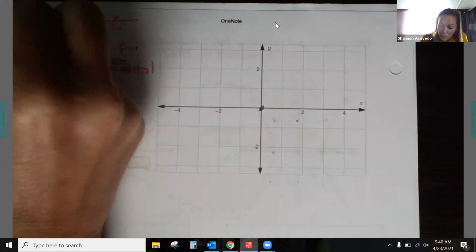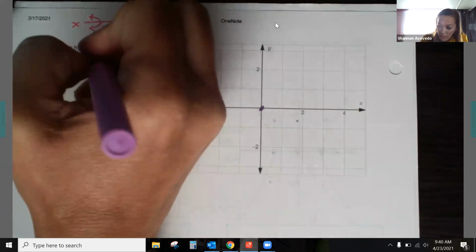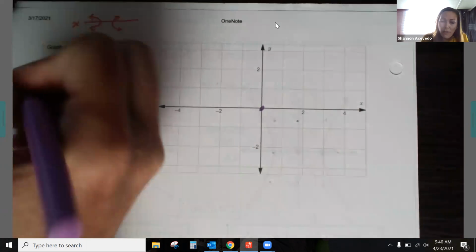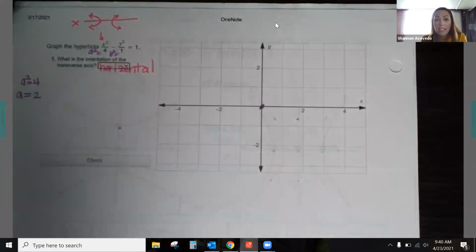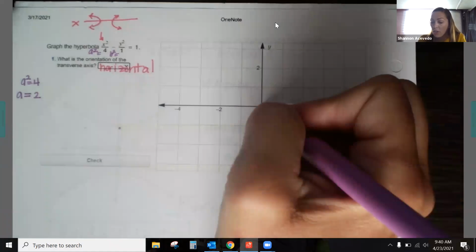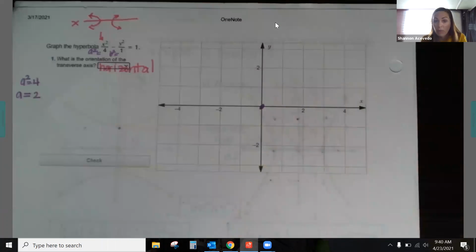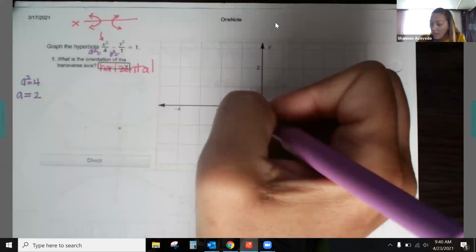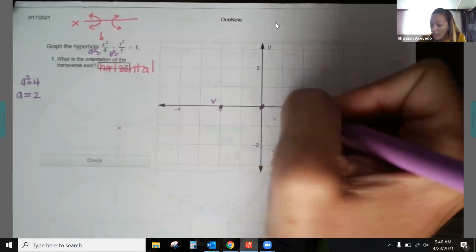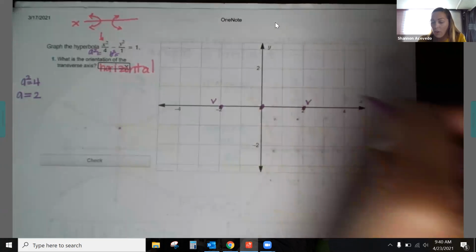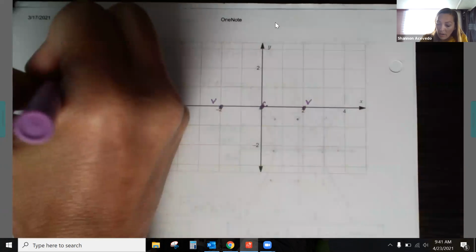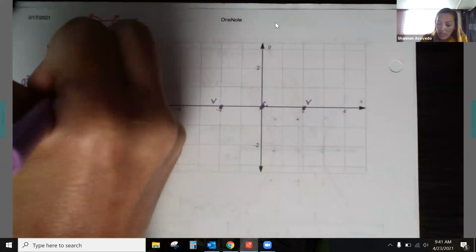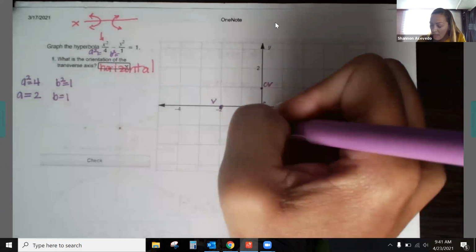I know that A squared is equal to 4. This is my A squared. This is my B squared. So if A squared is equal to 4, then A is equal to 2. That's going to give me my vertices. So from my center along the x-axis going left and right, because it was x first, I'm going to count 2 to the left, and that's a vertice, and 2 to the right, and that's a vertice. So this is my center. B squared was equal to 1, so B is equal to 1. That's going to give me my co-vertices.